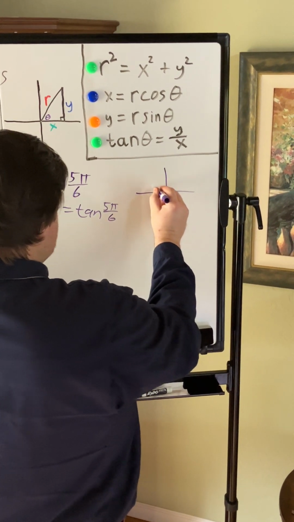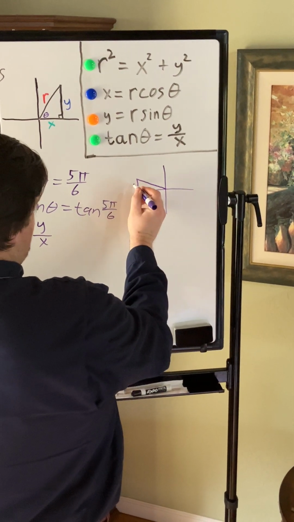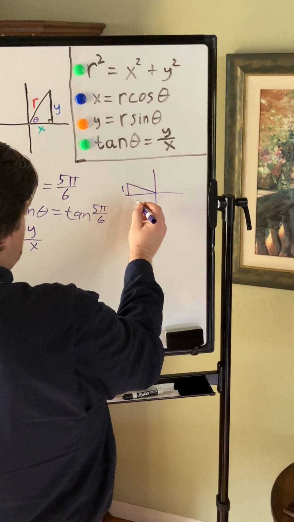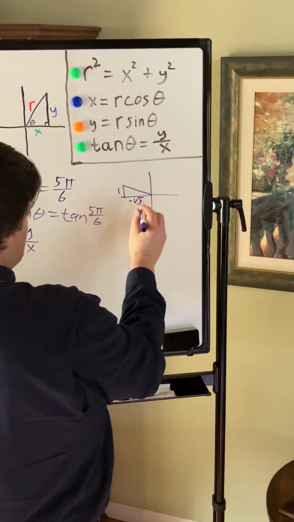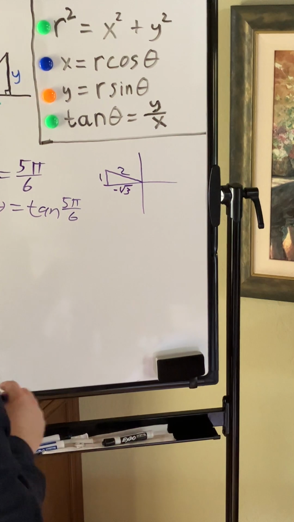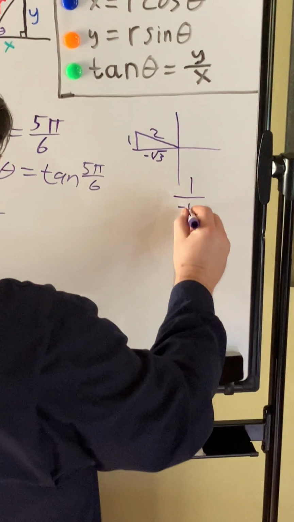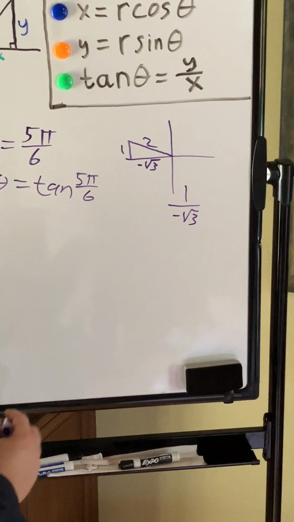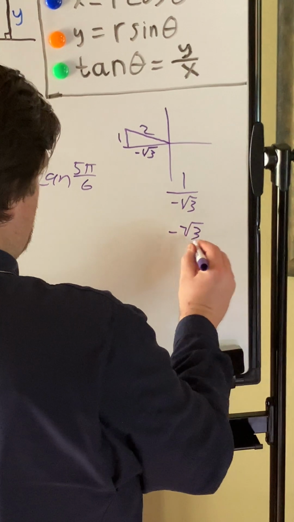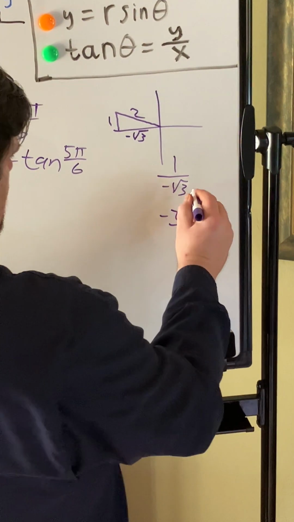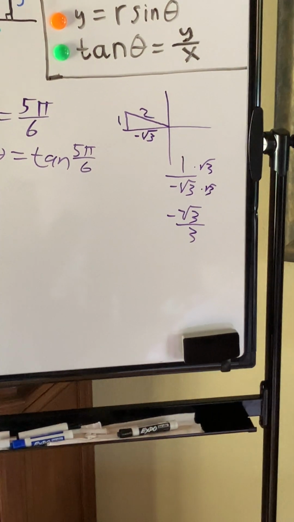5 pi over 6 is right here with a reference angle of 30. That means we know this side is 1, this side is root 3, but it's negative, and this is 2. So for tangent, we're going to get 1 over negative root 3. And remember, we're typically going to write that as negative root 3 over 3. I just multiply the top and the bottom by square root of 3.